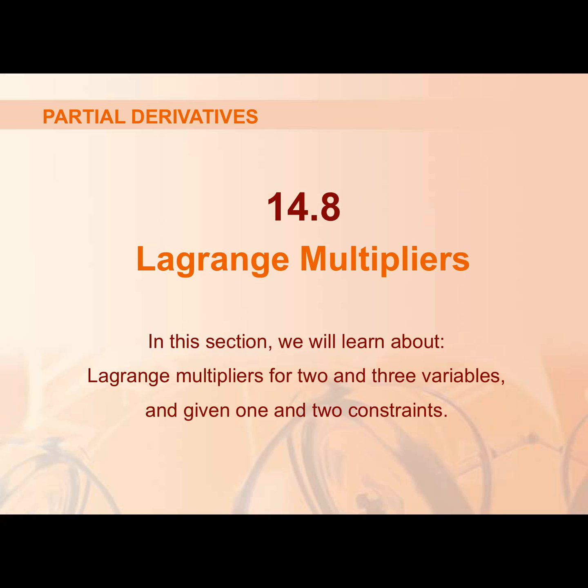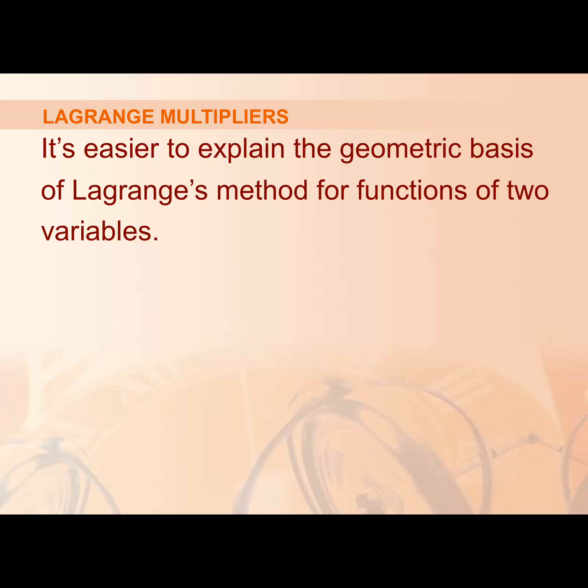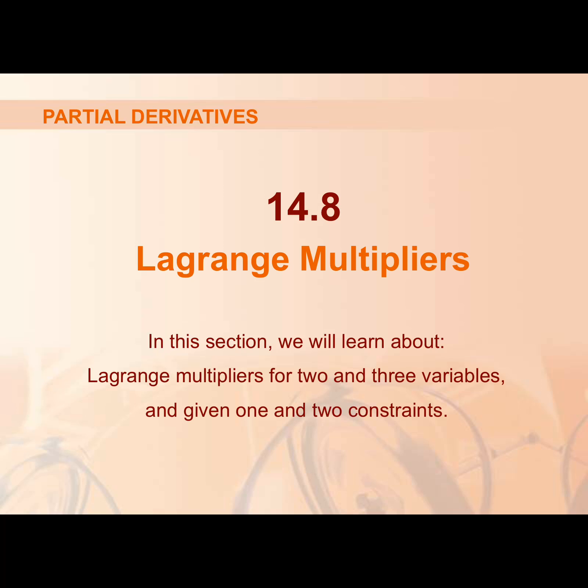Okay, so in this section, we're going to learn about Lagrange multipliers. Basically, the Lagrange method is, in some sense, probably a faster way to maximize a function subject to a constraint. Okay, so remember the goal. So let's write this down.